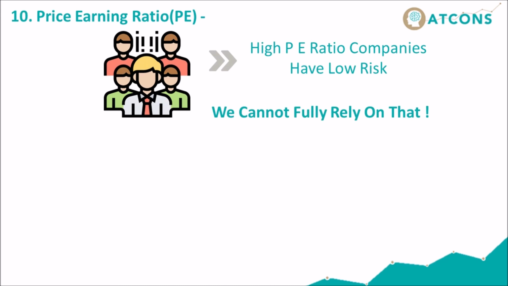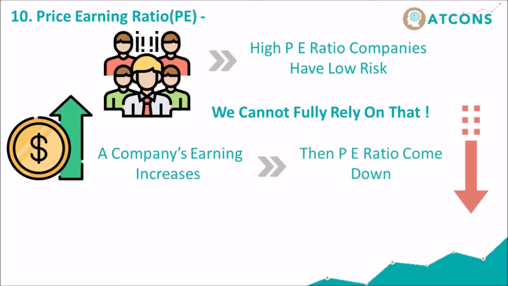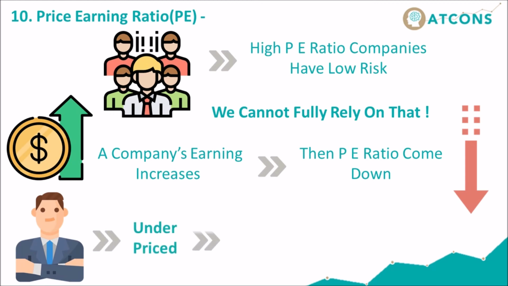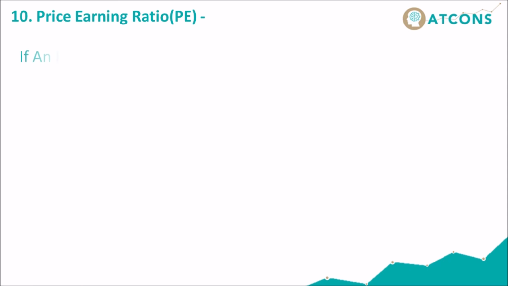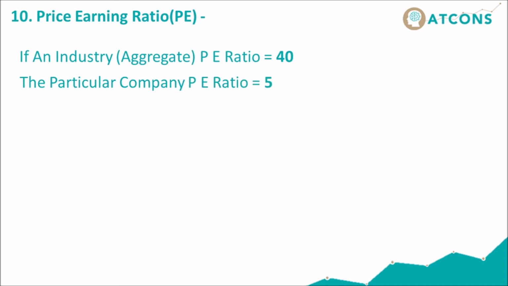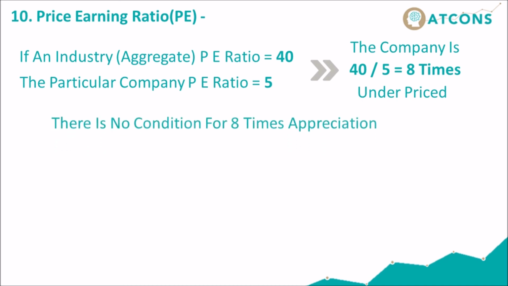In fundamental analysis, when a company's earning increases, then the PE ratio comes down. A fundamental analyst then says it is underpriced. He compares the same with the industry average PE. Say if an industry aggregate PE ratio is 40 and the particular company's PE ratio is 5, then the analyst says that the company is 40 divided by 5, equal to 8 times underpriced. But in real sense, there is no condition for 8 times appreciation.